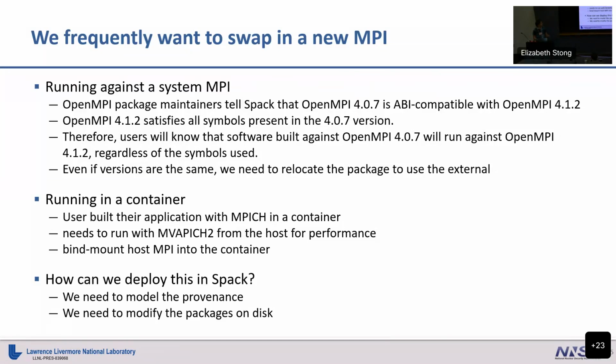So we need to be able to relocate the package to change where the dependencies point to a different MPI. And then something similar happens when you go to run in a container, because the container runtime is going to have one MPI and the system's going to have another, and we need to be taking advantage of the performance of the system MPI. So how can we do this in Spack? We need a model for this sort of redeployment, and we need a way to actually modify the packages on disk to achieve it.